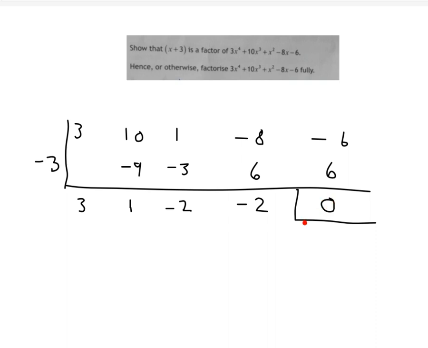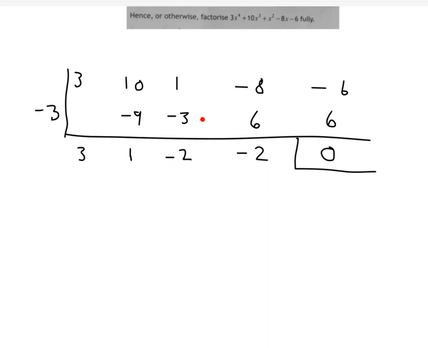So far, so good. And I would have to write down that because the remainder is 0, x plus 3 is a factor. Remember your marks for communication. Now I have the coefficients, so I'll have 3x cubed plus x squared minus 2x minus 2. And I need to factorize this. I've got some options now for the numbers that I can use to test using synthetic division so I can determine what other factors are.